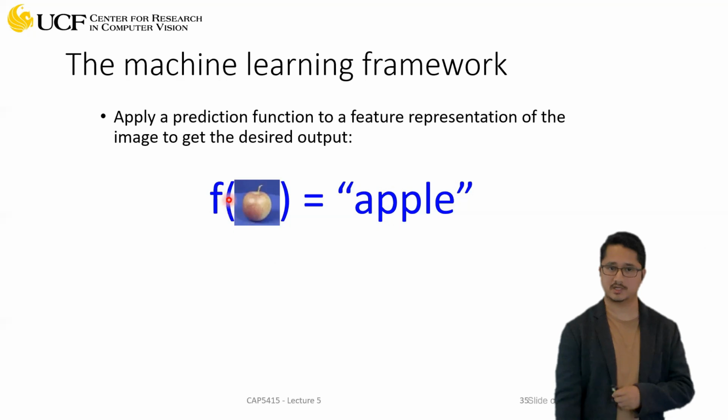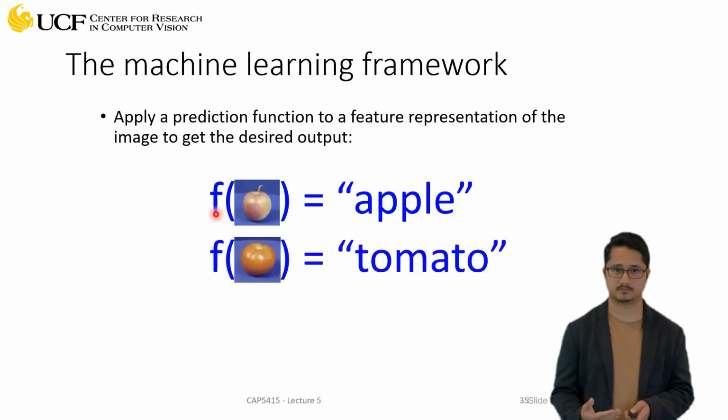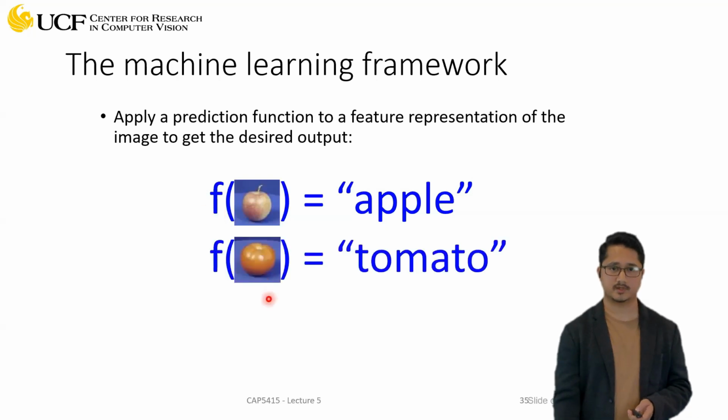Okay. So whatever that model is, it doesn't matter. You can represent that as a function. It will always hold. Okay. If you give an image of a tomato, it's going to give you tomato.